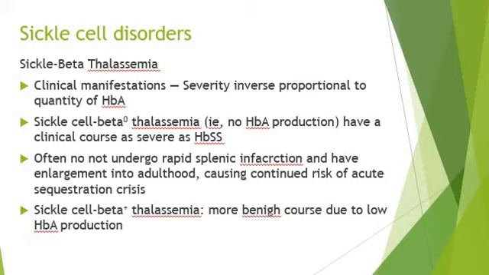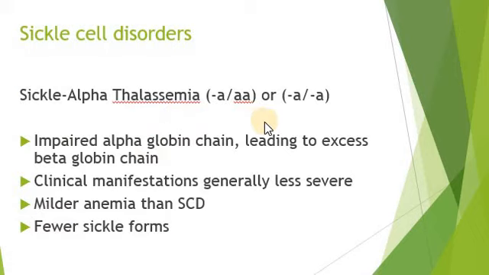Then we have alpha thalassemia, in which there is impairment of the alpha globin chain leading to excess formation of beta globin. The clinical manifestations are less severe than those of sickle cell disorder. It causes milder anemia, and it is basically considered thalassemia minor.